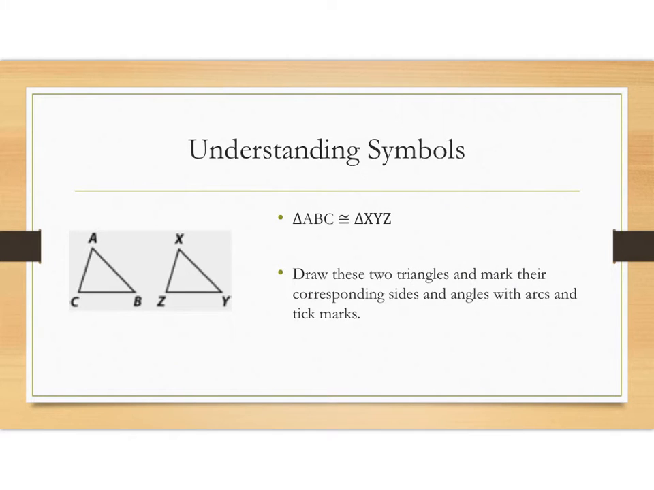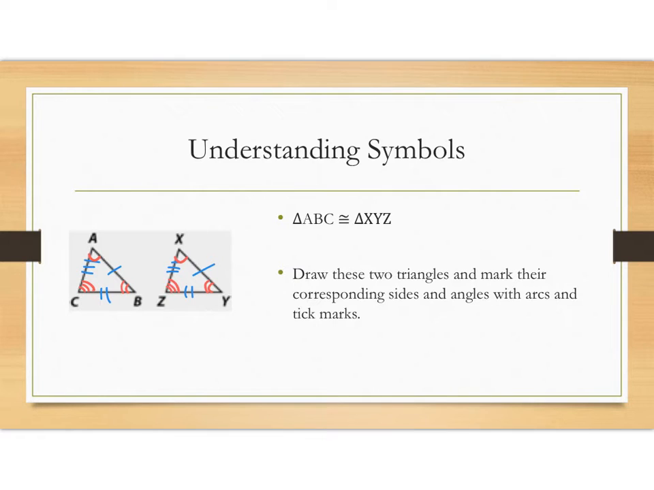We have a congruence statement here that tells us that triangle ABC is congruent to triangle XYZ. Let's add arc marks and tick marks that show those relationships. First, AB is congruent to XY. Also, BC is congruent to YZ. And AC is congruent to XZ. Notice how the corresponding sides have the same number of tick marks. We should do the same for the angles. Angle A is congruent to angle X, angle Y is congruent to angle B, and angle C is congruent to angle Z.